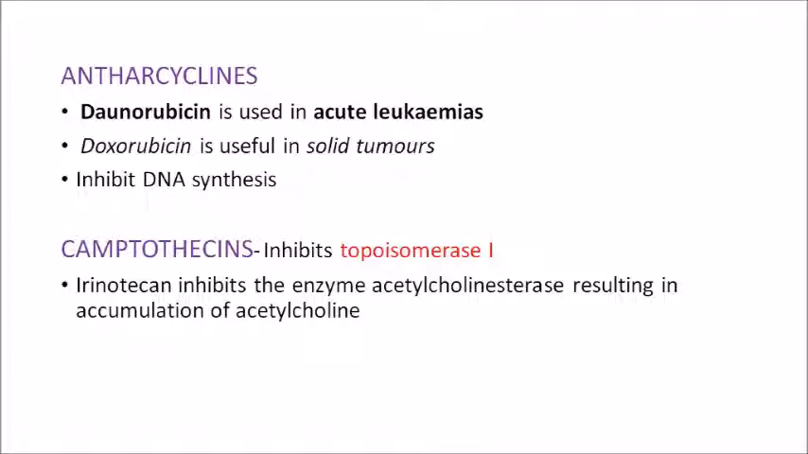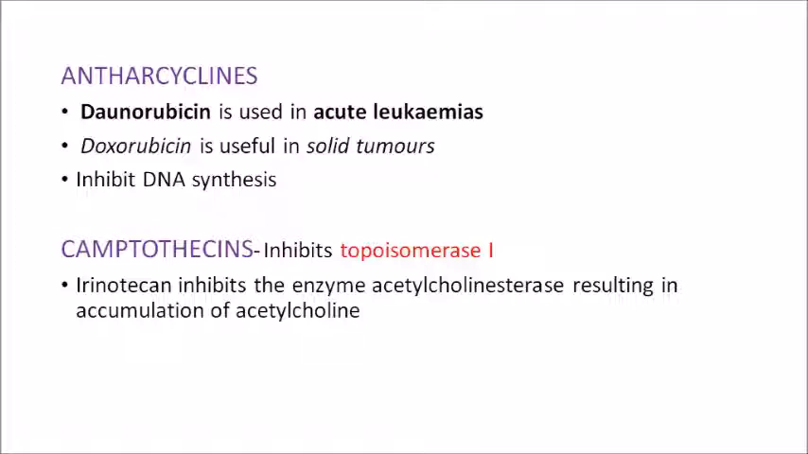Doxorubicin and daunorubicin are anthracyclines, which are anti-metabolite drugs. They inhibit DNA synthesis. Out of these, daunorubicin is used to treat acute leukemia, or blood cancer, whereas doxorubicin is useful for solid tumors. Unlike daunorubicin, which treats cancer of the blood, doxorubicin treats tumors of solid organs.